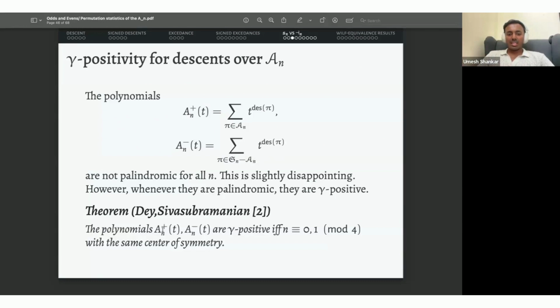The polynomials An plus and An minus are gamma positive if and only if n is congruent to 0, 1 mod 4. And they are also gamma positive with the same center of symmetry. That is, for each n, An plus and An minus share the same center of symmetry.